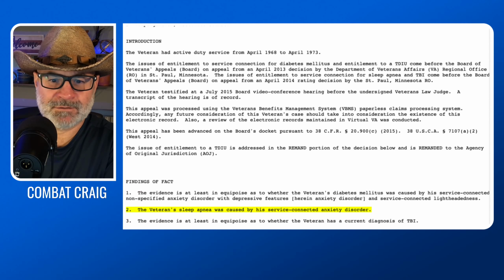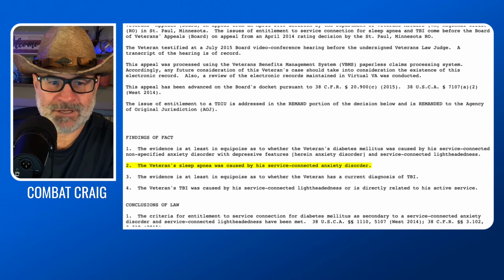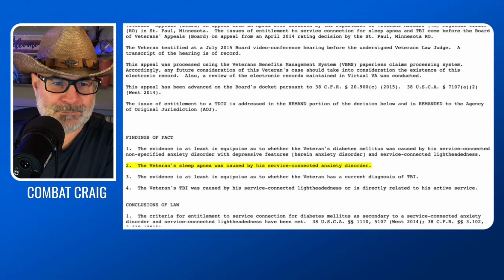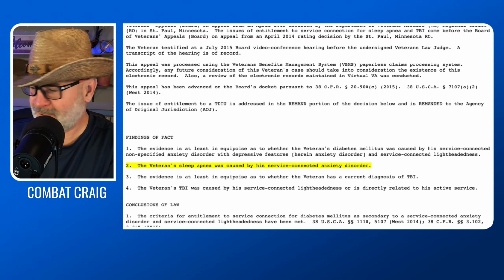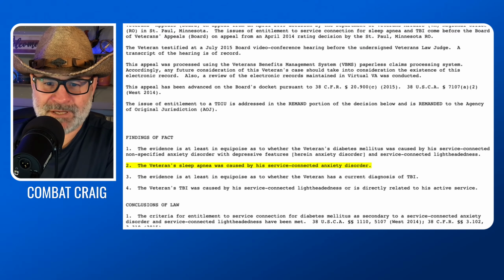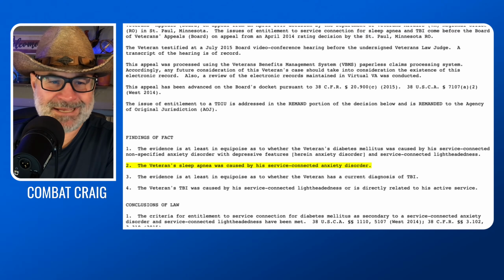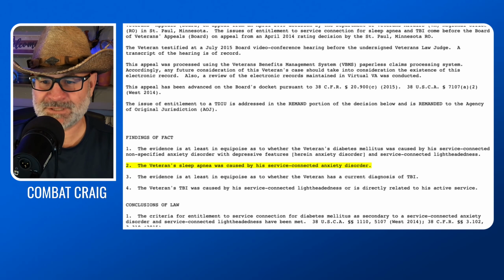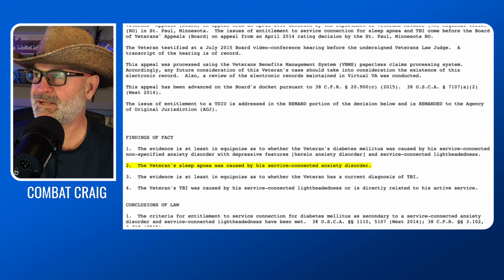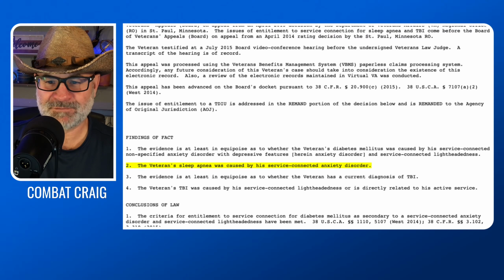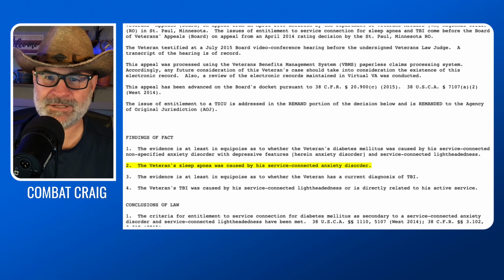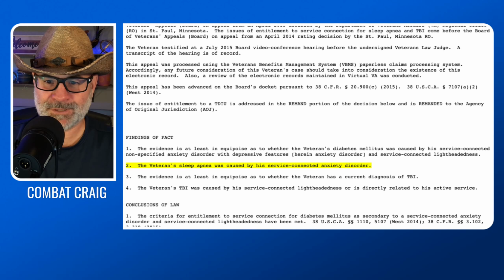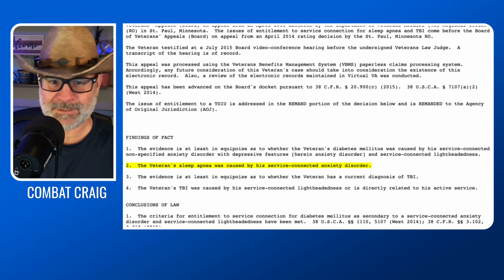Let's see where our stuff is. Again, you can follow along, and in the links, you can pull these things up and see them. They won't be highlighted, obviously. That's something I did. The veteran's sleep apnea was caused by a service-connected anxiety disorder. So just over the years, these things changed. Initially, I had unspecified anxiety disorder, and then that later changed into generalized anxiety disorder. So this one's anxiety disorder. I guess that would cover both of them.